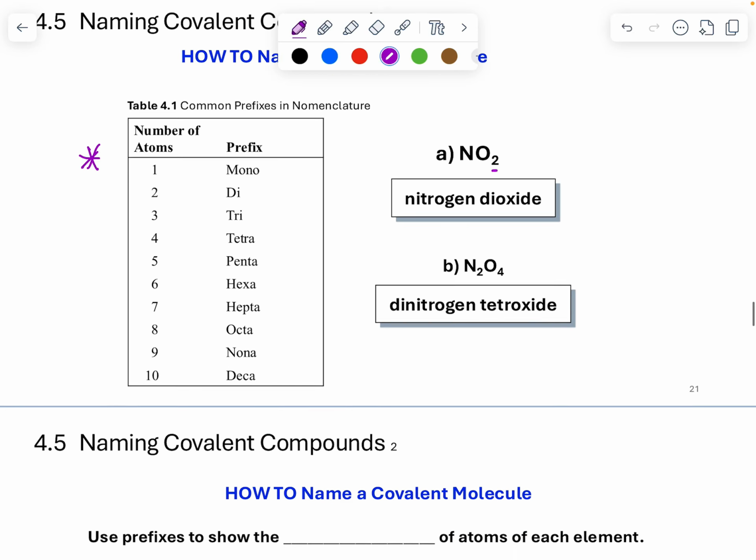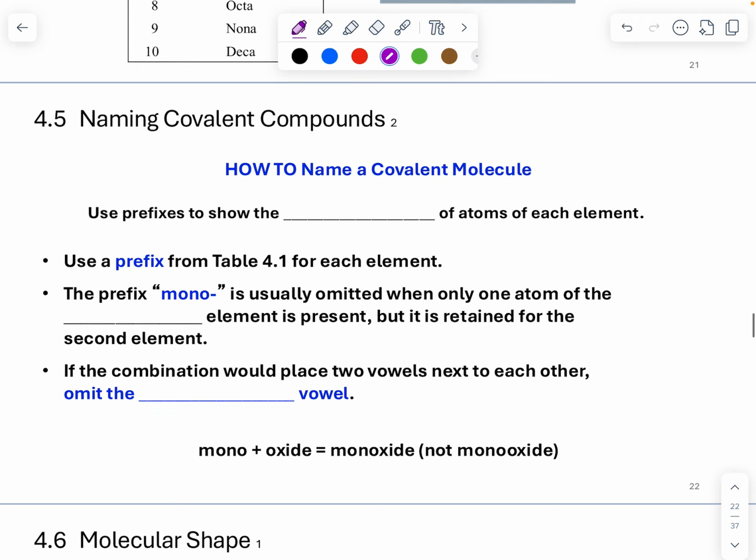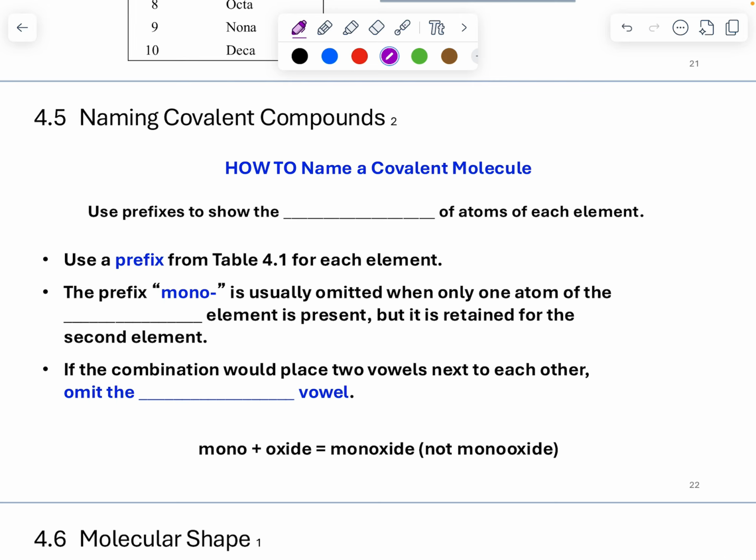So let's look a little more closely at how to name covalent compounds. Again, we're going to use prefixes to show the number of atoms present. The prefixes come from the table that I showed you above, table 4.1. The prefix mono is usually omitted when only 1 atom of the first element is present. So we typically never use mono with the first element, but it is retained for the second element. So anytime you have a covalent compound and only 1 of the second element, you would use the prefix mono.